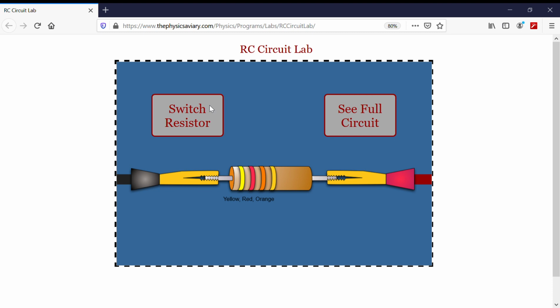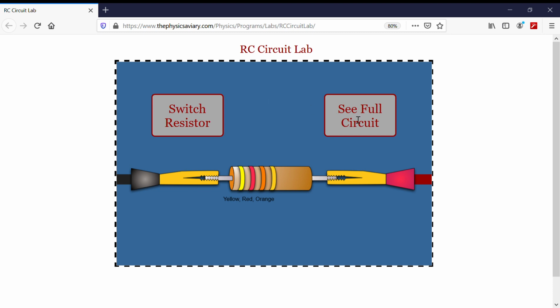Okay? Therefore, the resistance will be 42 times 1000, that's 42,000 ohms. The resistance of this resistor will be 42,000 ohms, or 42 kilo ohms. But because you will have a different combination of colors, you will of course have a different resistance for your resistor.